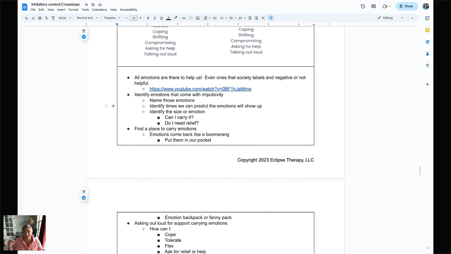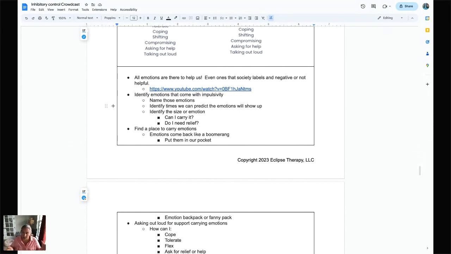Your ACT Auntie is just a great resource too. There's some wonderful videos about dropping the rope with your anxiety monster, things like that. So again, we want to think about identifying those emotions that come with impulsivity. Emotions are part of the same context, part of those contingencies that show up all around, all those ABCs.